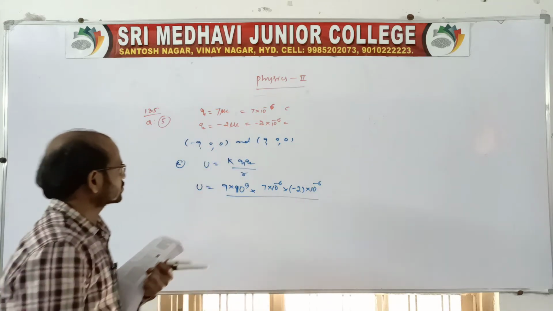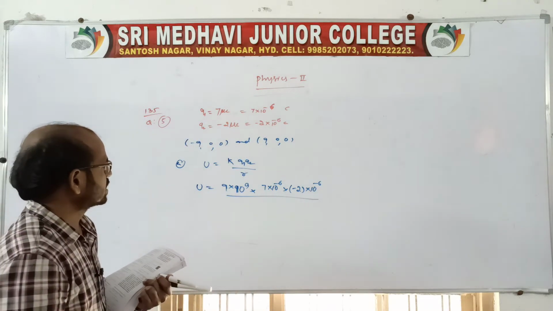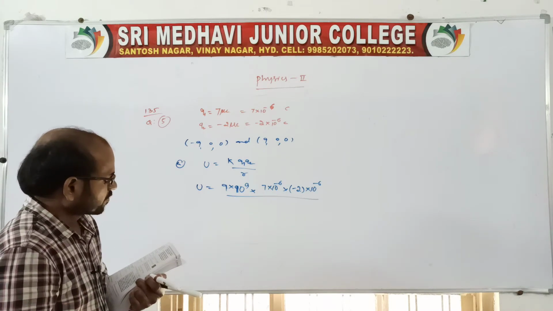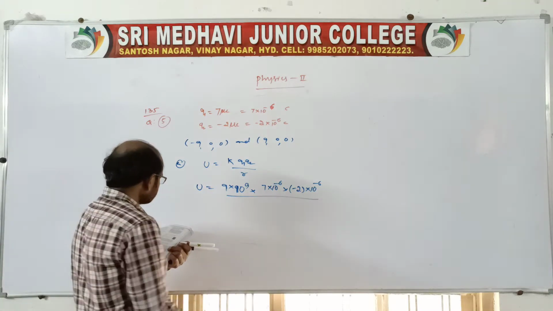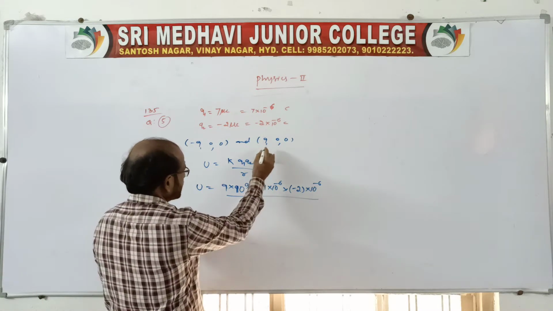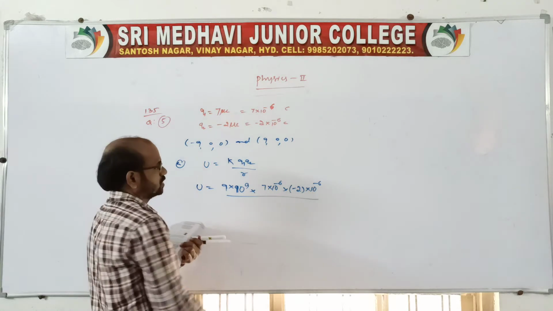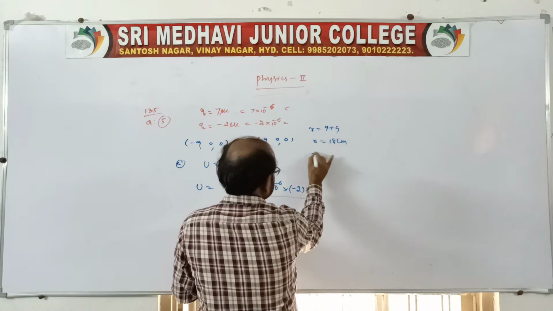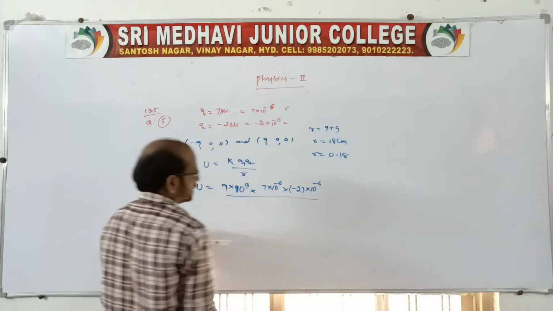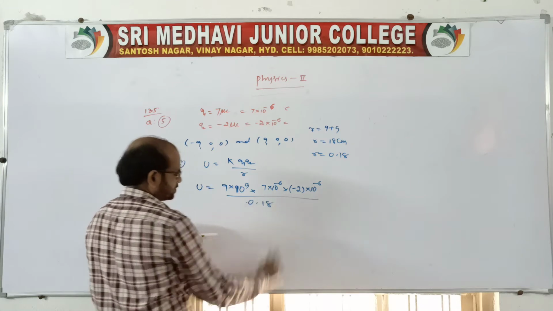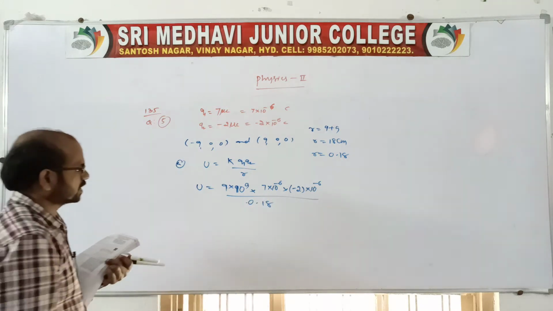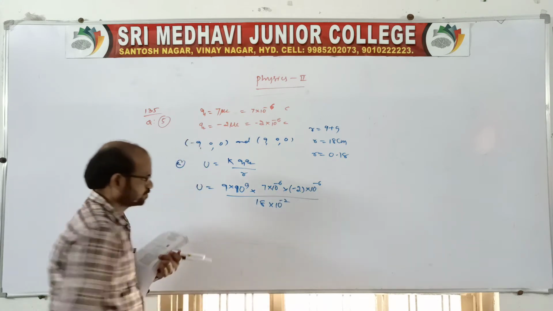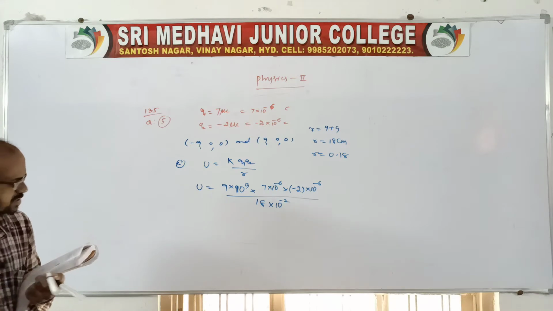The distance is given in centimeters. 9 plus 9 it is 18, and it is 10 power minus 2. So here you take the distance equal to 9 plus 9 is equal to 18 centimeters. So you convert it to meters, it is 0.18. Or you can keep it and write it as 18 into 10 power minus 2. Better, because the calculation is very easy.